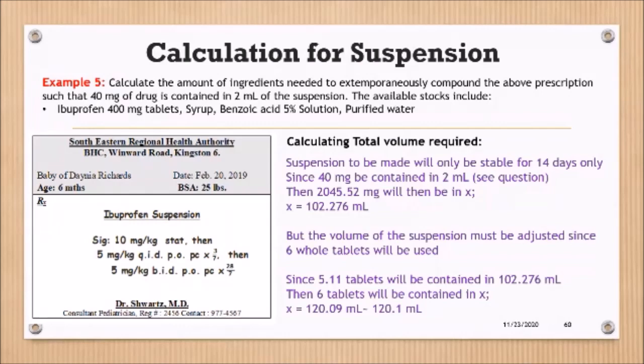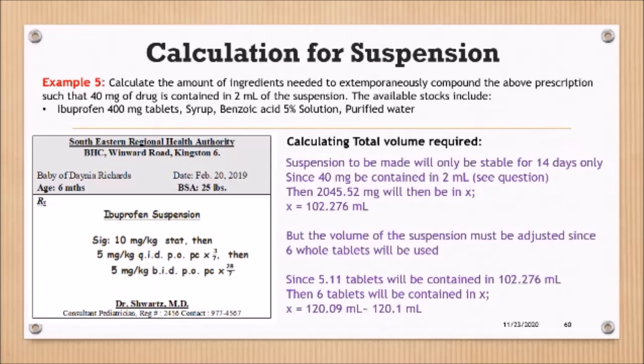But we're not using 5.11 tablets, we're using 6 tablets. So therefore, 6 tablets will be contained in X, and that would work out to be 120. Notice 120 versus 102. It's about 18 mils more than what would have been required if you were using a pure drug. Okay. Another way of doing this would be to determine how many milligrams would be contained in 6 tablets, and you just work it using the milligrams rather than using the tablets. Either way, it's okay.